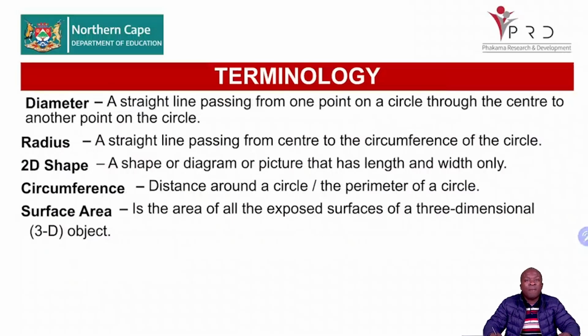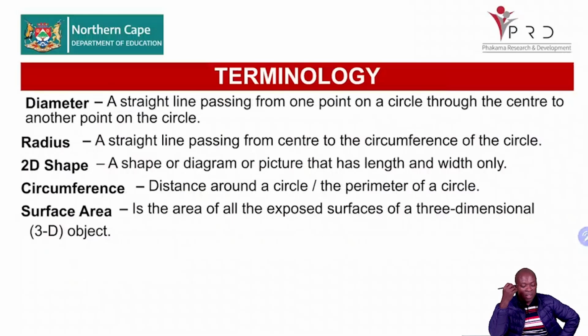Radius is half of diameter. So it's the same as the line that starts from the center to any portion of the circumference of the circle. That's what you call a radius. When we talk of a 2D shape, we are talking of a shape or diagram or a picture that has length and width only, meaning it has only got two sides.